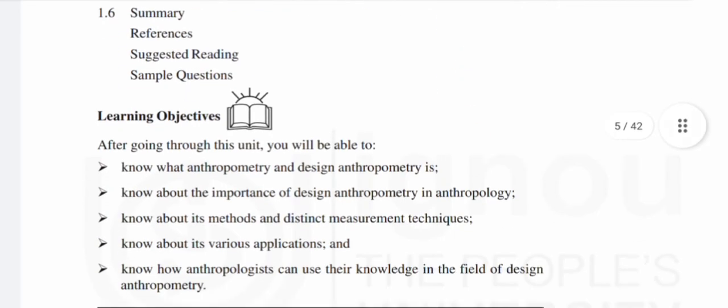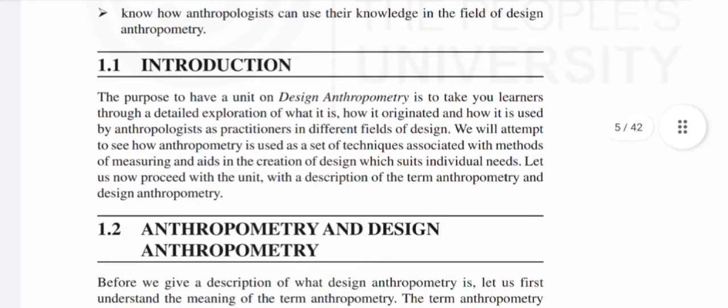Learning objectives are: after going through this unit, you will be able to know what anthropometry and design anthropometry are, know about the importance of design anthropometry in anthropology, know about its methods and distinct measurement techniques, know about its various applications, and know how anthropologists can use their knowledge in the field of design anthropometry.